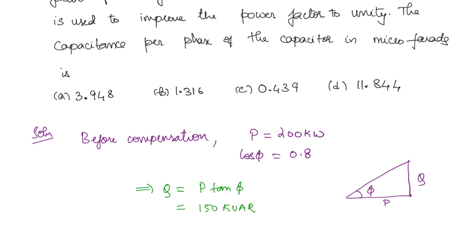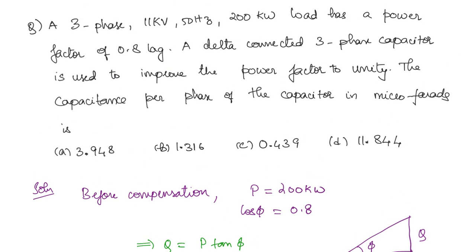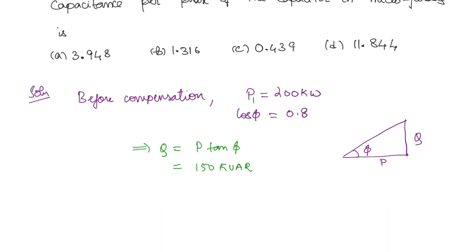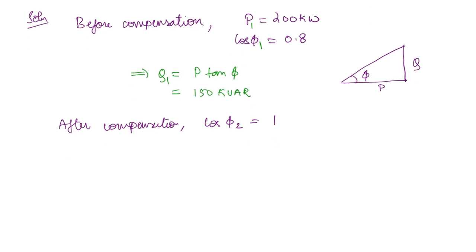This is before compensation. Now after compensation, what is the goal here? It is given here. The delta connected capacitance is improving the power factor to unity. Okay, so if you take this, we will use the subscript 1 here, cos phi 1, Q1, P1. Okay, so after compensation, cos phi 2 is equal to 1. So under unity power factor, phi 2 will be nothing but 0, right? So this is P and initially we have Q1.